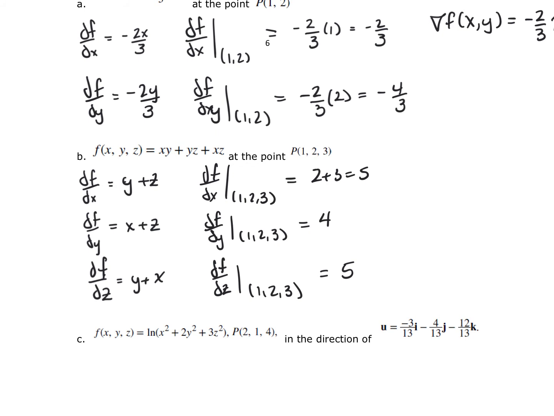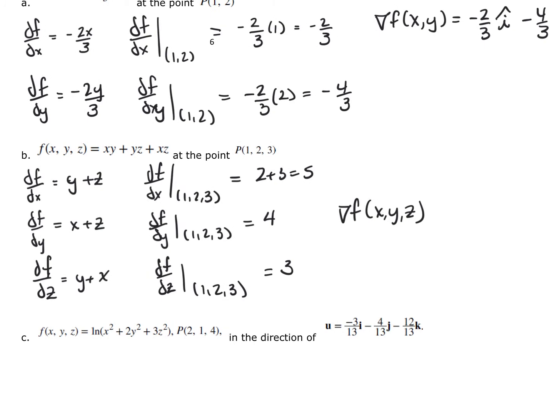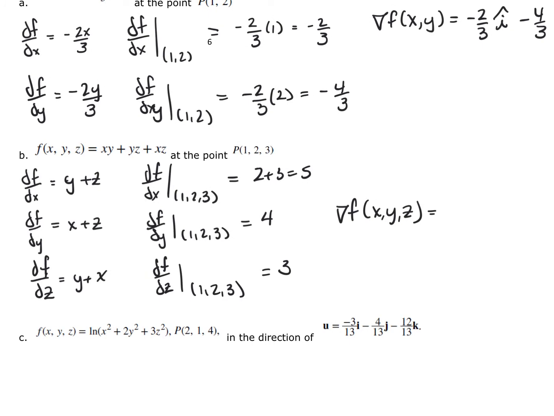So my final answer then is, well, actually that doesn't, it gives me 3. It's x and y, which gives me 3. My final answer is my directional derivative of f of x, y, and z is equal to 5i hat plus 4j hat and then plus 3k hat.